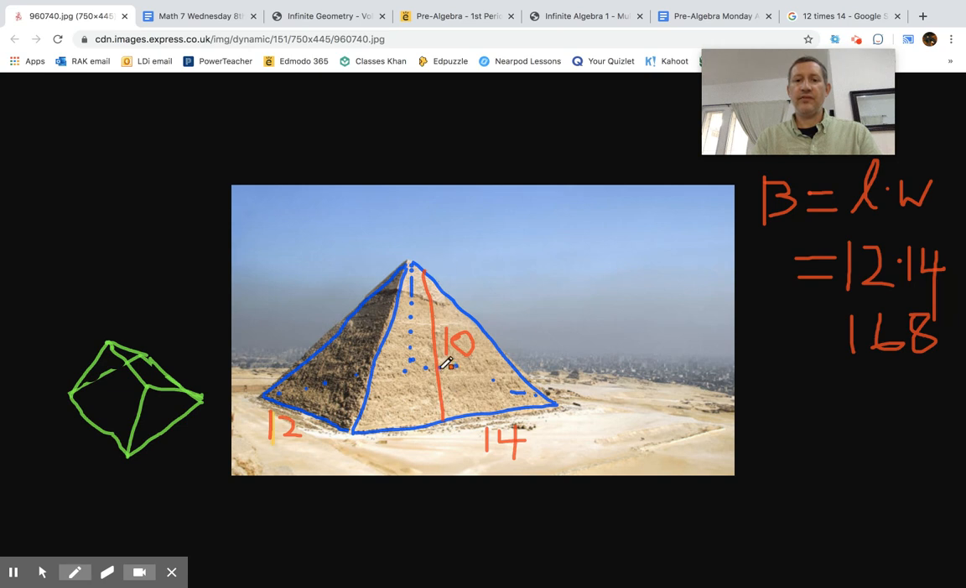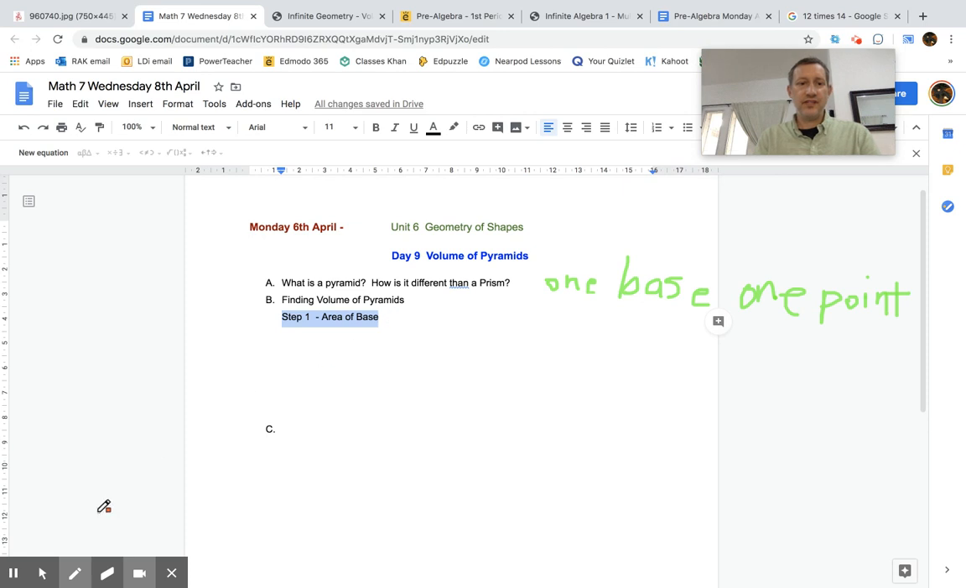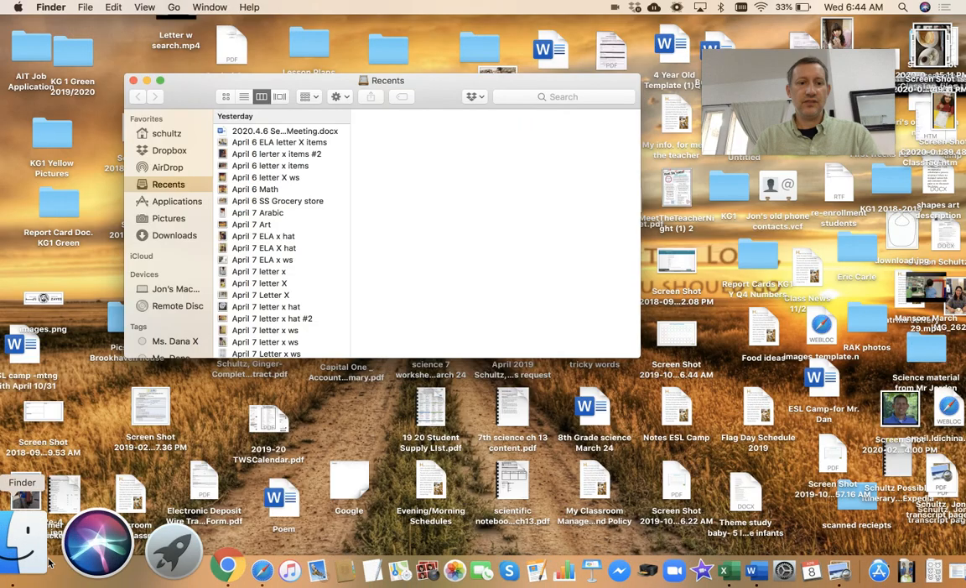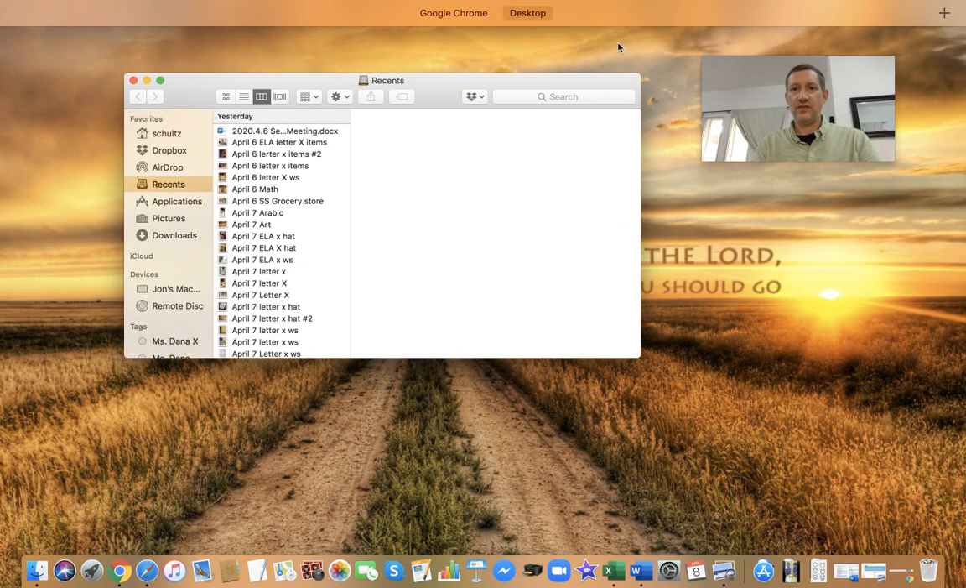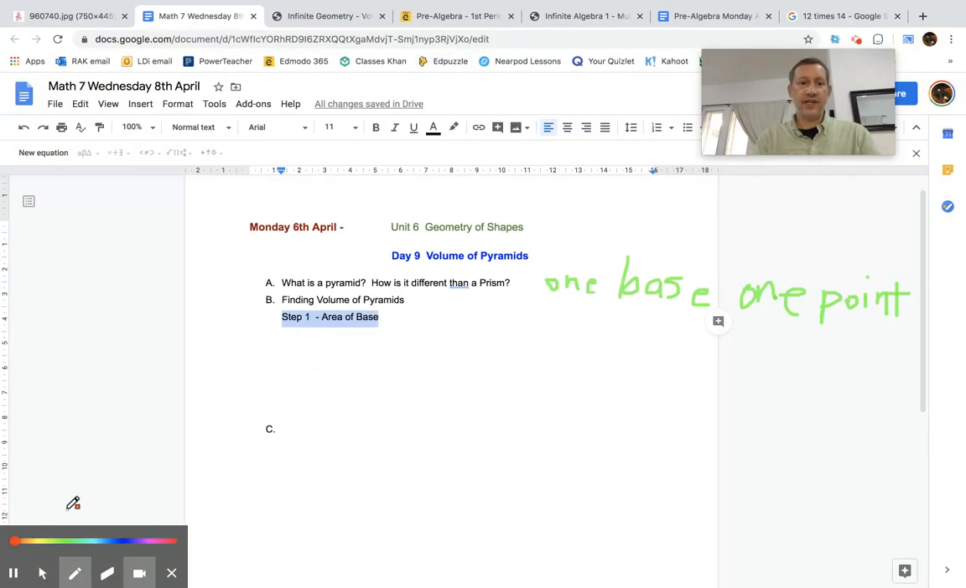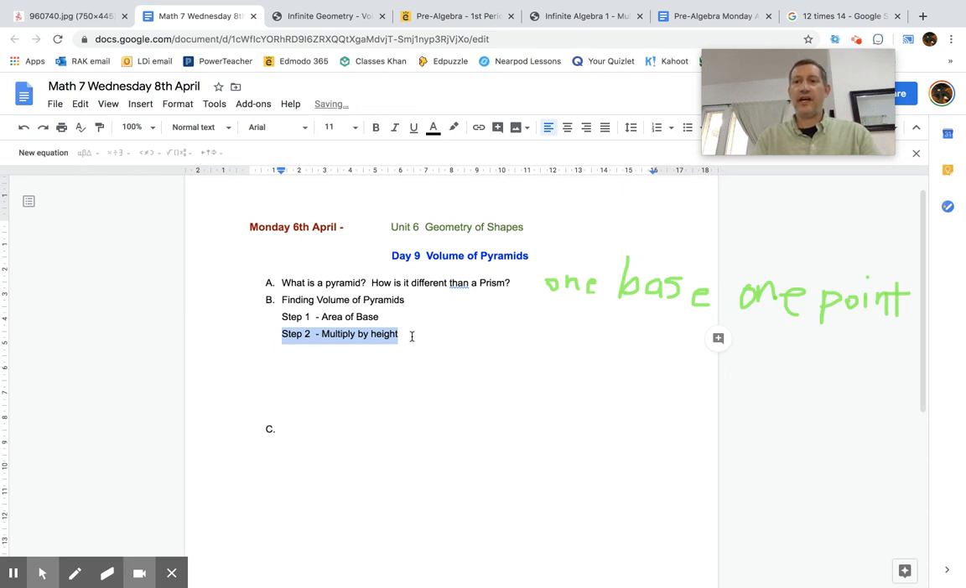To find the volume at the top, we have to do two more things. So the next thing is, let's go back here. Okay, the next thing is we have to identify the height. How high is it from the base up to the point? And we're going to multiply by the height. And in the last step, if you're writing this down, is we're going to divide by 3.